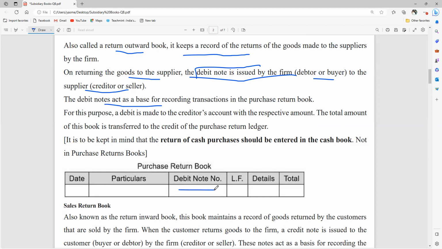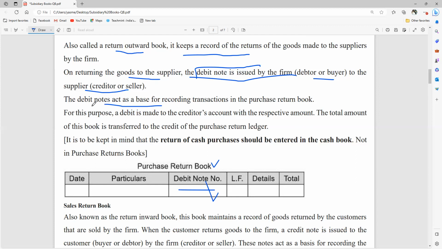That debit note number should be recorded here. Like invoices given when purchasing or invoices given when selling, in the same way, a debit note or a credit note will be issued when we do a purchase return or a sales return. A debit note is issued when we do a purchase return, and a credit note when we do a sales return. So that we will understand later.